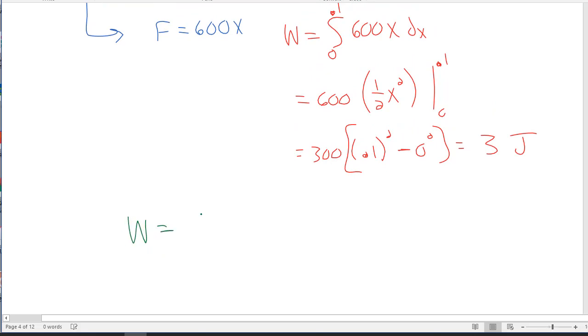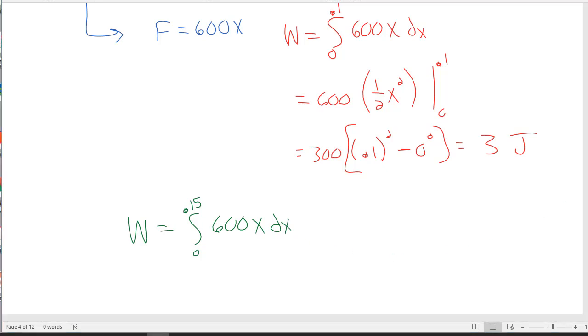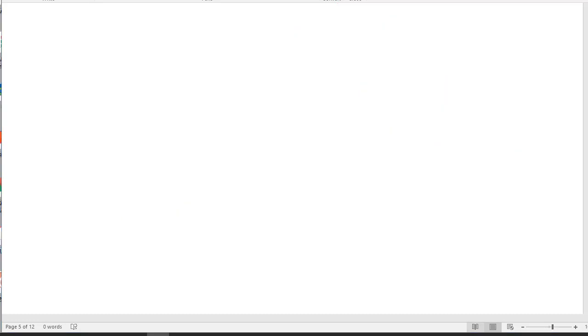So we are calculating the work from natural length to 25 centimeters long. So there was a compression of 15, and 600x is our variable force. So if I work this out, this turns out to be 6.75 joules of work to complete that compression.